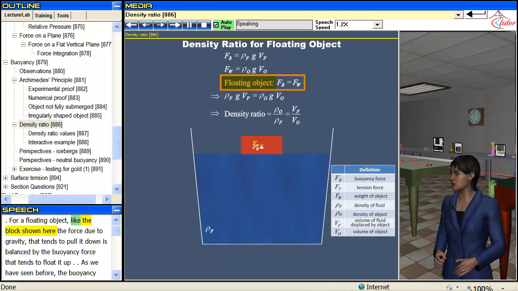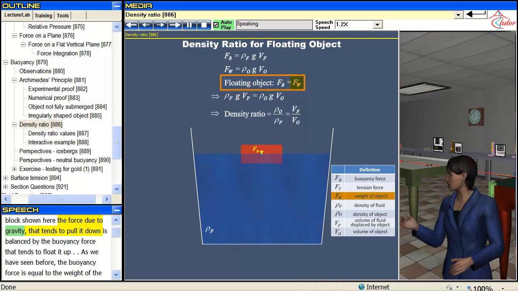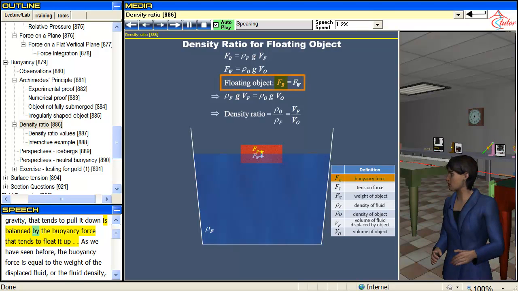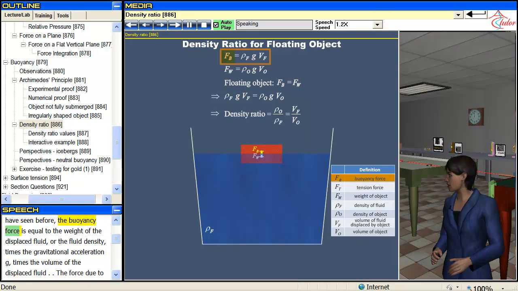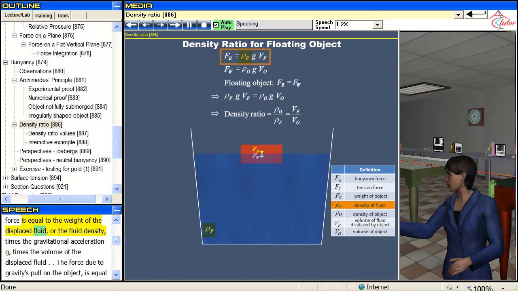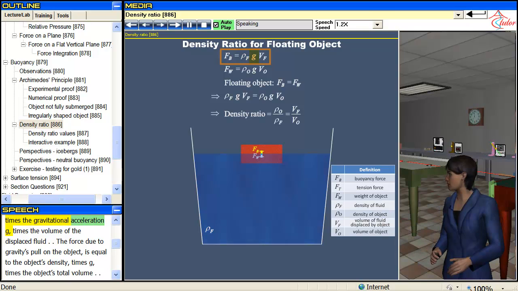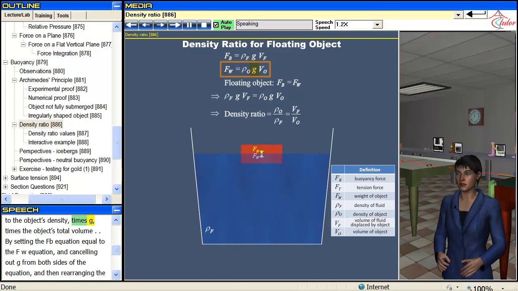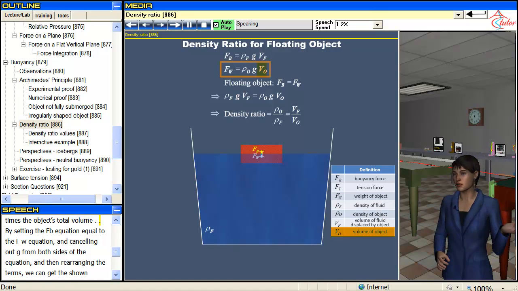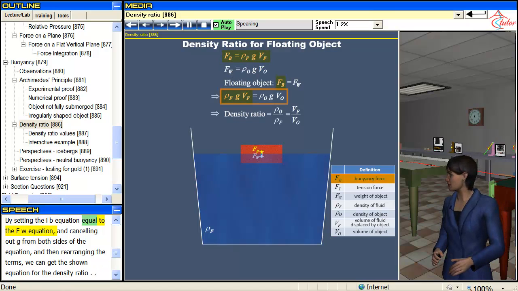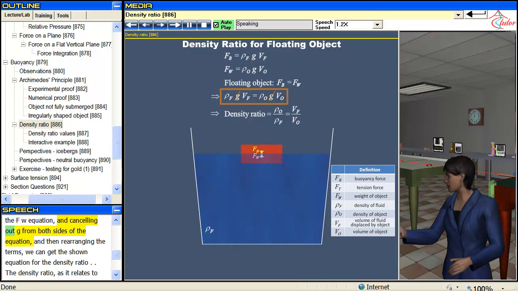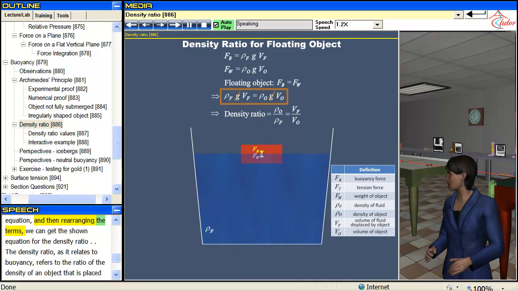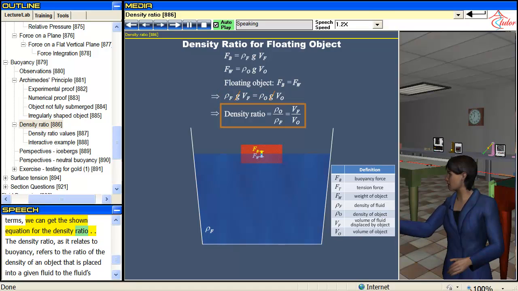For a floating object, like the block shown here, the force due to gravity that tends to pull it down is balanced by the buoyancy force that tends to float it up. As we have seen before, the buoyancy force is equal to the weight of the displaced fluid, or the fluid density, times the gravitational acceleration g, times the volume of the displaced fluid. The force due to gravity's pull on the object is equal to the object's density, times g, times the object's total volume. By setting the FB equation equal to the FW equation, and cancelling out g from both sides of the equation, and then rearranging the terms, we can get the shown equation for the density ratio.